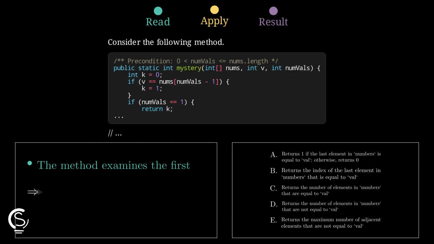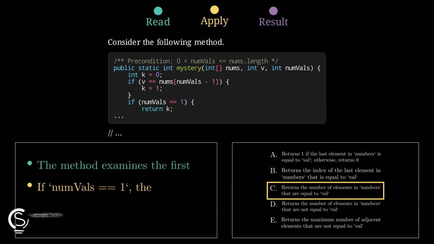Since k is 1 for every match, the total sum counts all matching elements. This makes option C the final winner.